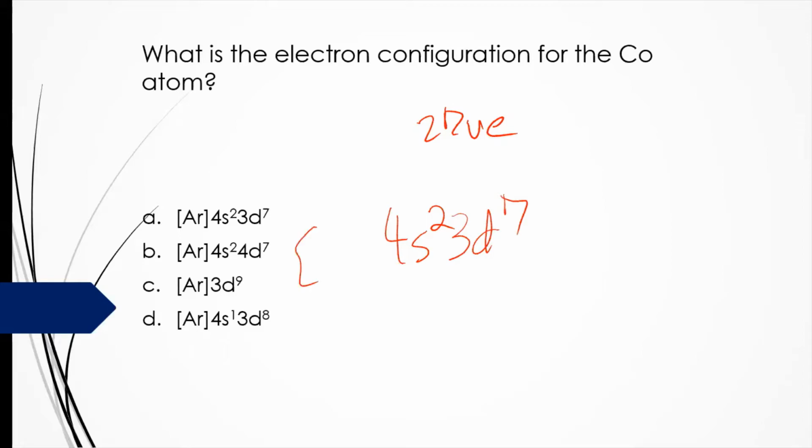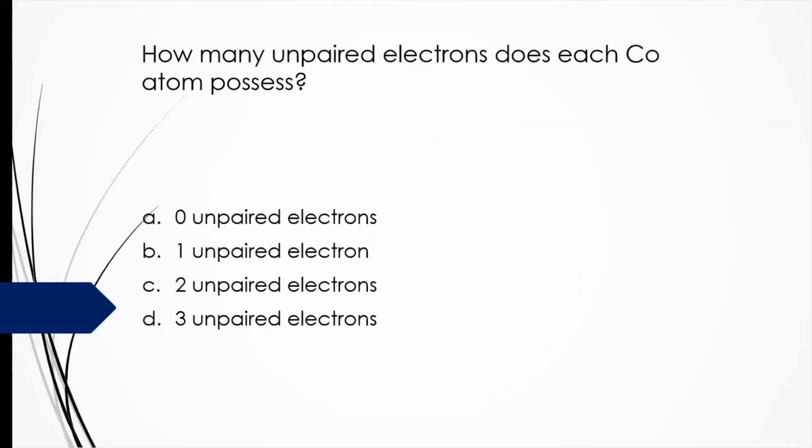And then we need to put the argon there as our base core from before it. And so our answer is going to be A, 4s2, 3d7. Now, a follow-up to that might be how many unpaired electrons does each cobalt possess?